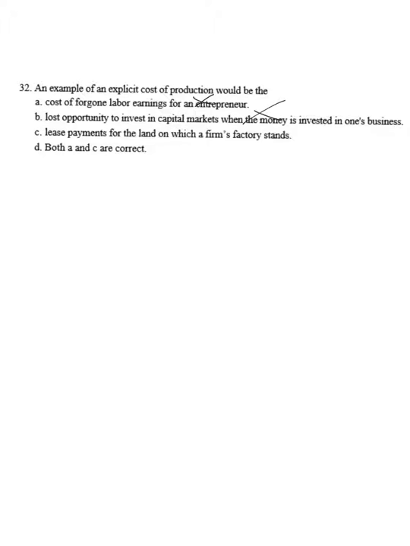So that pretty much leaves us with just C, lease payments for the land. So this is an illustration of an explicit cost. Someone's paying for their land, much like Farmer Jack paid rent on his 5 acres of land.